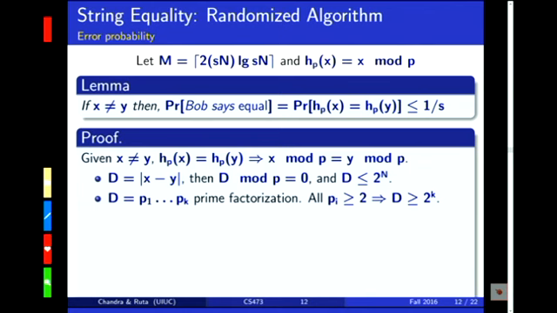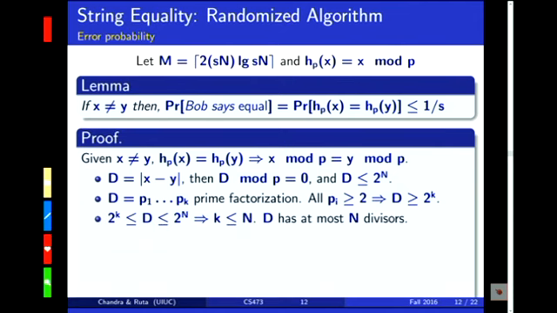So you got an upper bound which is 2 to the n, a lower bound which is 2 to the k, and k is also the number of different prime factors of d. That means at most k primes can divide d. Right? And if you put these two together, you get 2 to the k is at most 2 to the n. That means k is at most n. So the number of primes that can divide d is at most n.